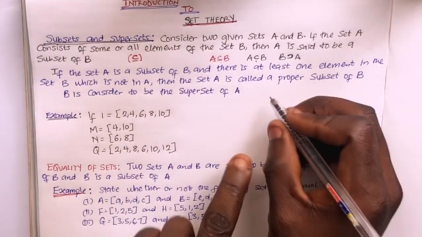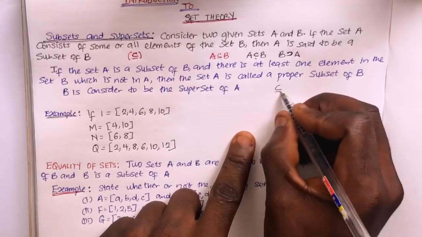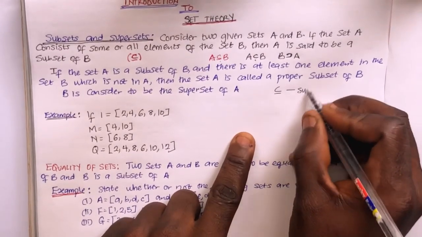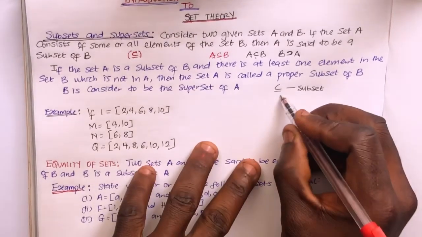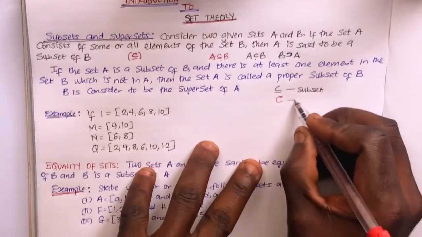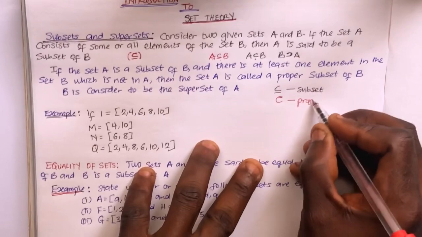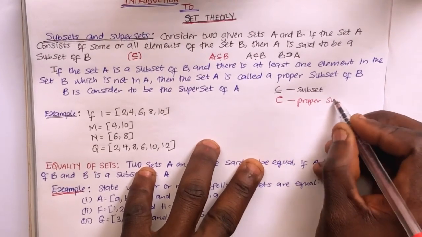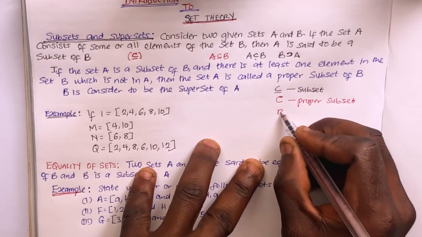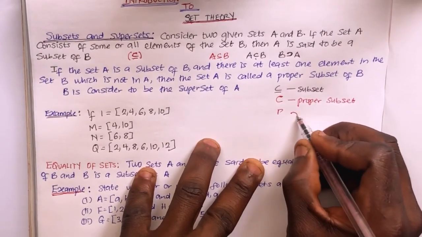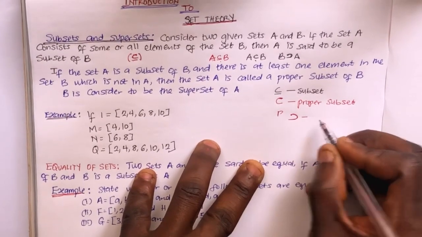So in short, you guys just know that this sign is for subset. Can you see now? If you have this notation, something like this, it is a proper subset. And if you have this type of notation, something like this, it is a superset.